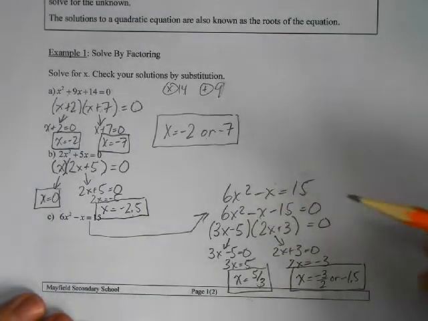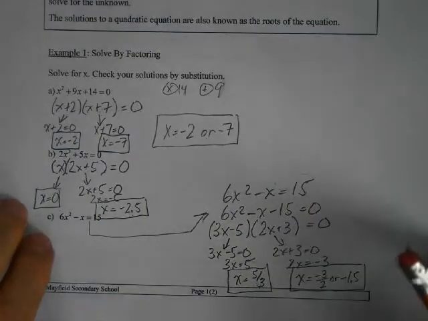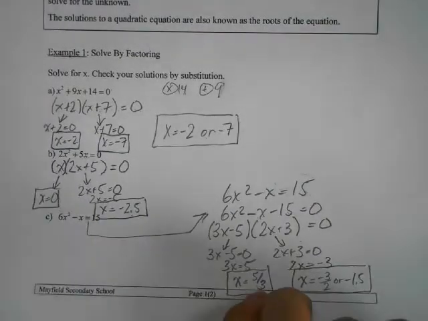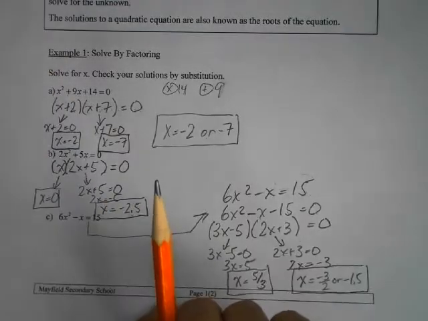So these are the two answers, and if you wanted to, you could plug both of them back in here, and you would see that the left side equals the right side. Okay, so that's how we solve by factoring. And make sure that you've always got the 0 on the right side before you start factoring.